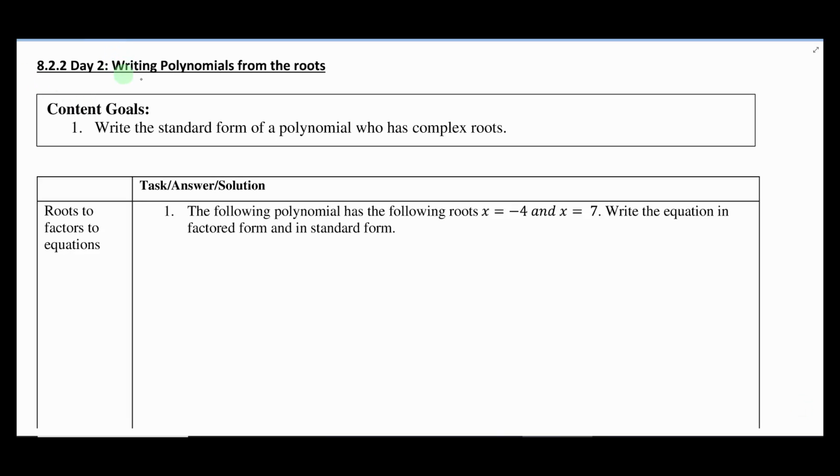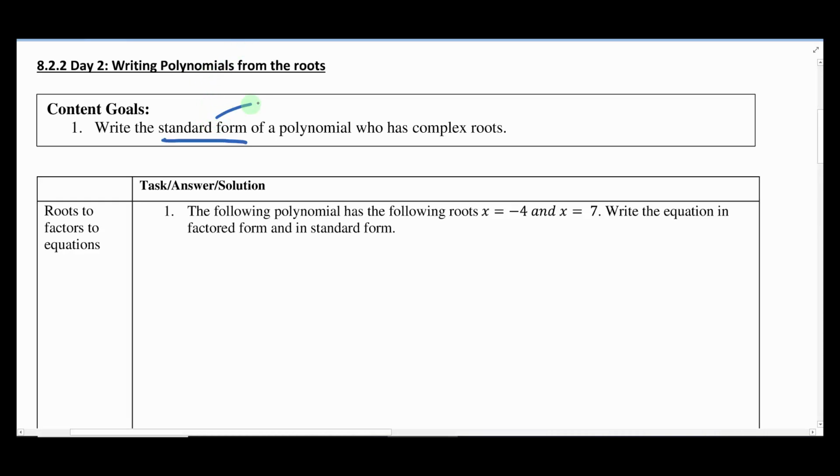Today we're going to be focusing in on our ability to write polynomials from roots, whether they are complex or real roots, and we want to make sure that we get to the standard form of the equation. This is a little bit different than what we've done before, because usually we take the roots and we write the factored form, which is going to be a step in what we do, but then we have to go from that factored form to the standard form as well.